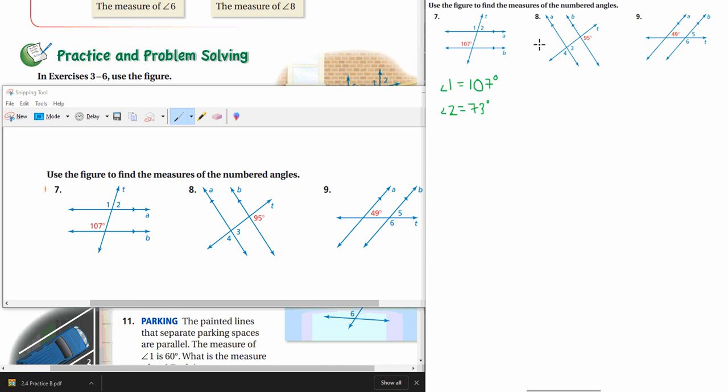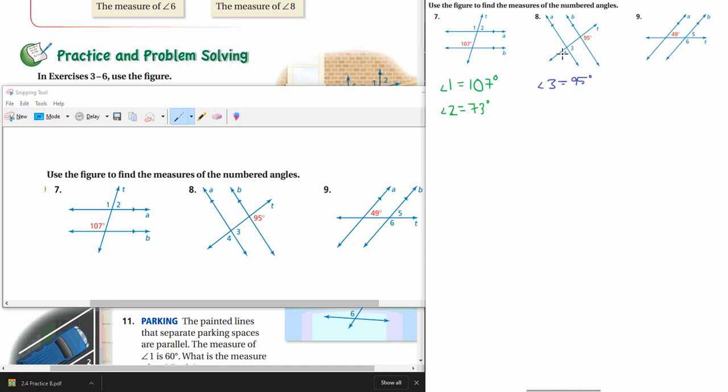All right, number 8. On number 8, 95 and angle 3 are corresponding angles. They're both above the parallel line and to the right or below the transversal. So 95 degrees and angle 3 have the same measure, so angle 3 equals 95 degrees. Because corresponding angles are congruent, meaning they have the same measure.